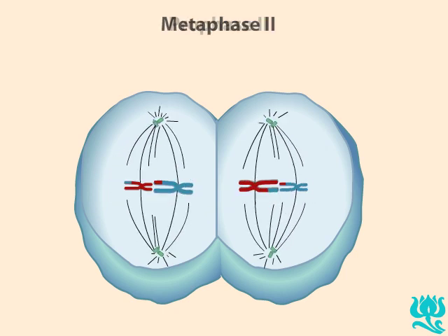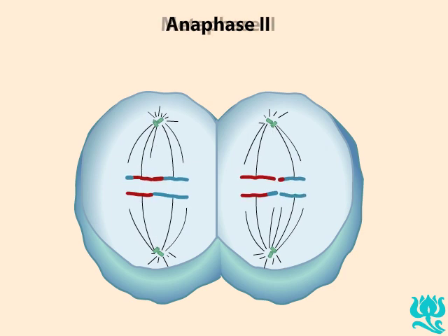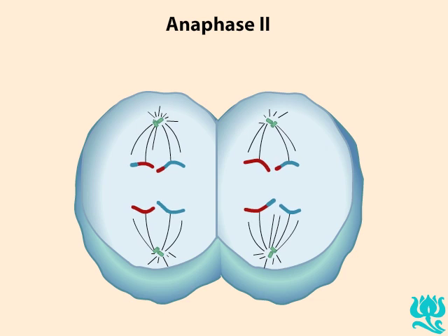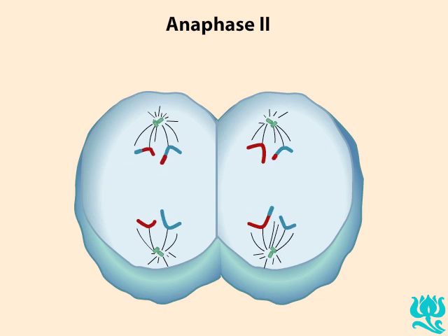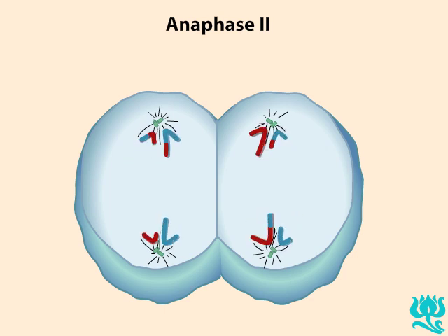At metaphase II, the chromosomes have lined up on the equatorial plate. Microtubules from opposite poles attach to each sister chromatid of a chromosome. During anaphase II, the centromeres divide, and both chromatids become independent chromosomes and move to opposite poles of the cell.